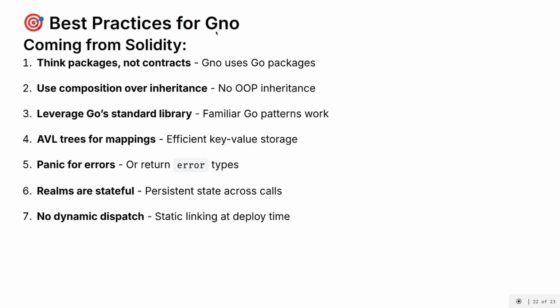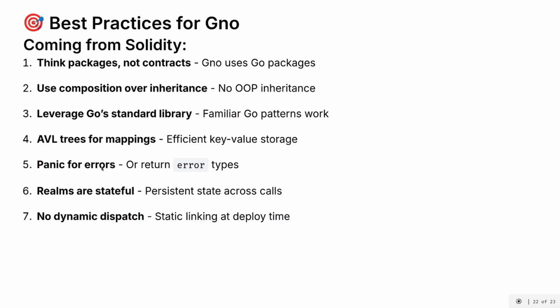The best practices from GNO. So think packages, not contracts. Each directory is a package, so you can take advantage of it. You must use composition over inheritance. Any standard library in Go must be implemented in GNO, so check out the already made efforts in Go. Use AVL tree for mappings, not simple lists. It is much more efficient.